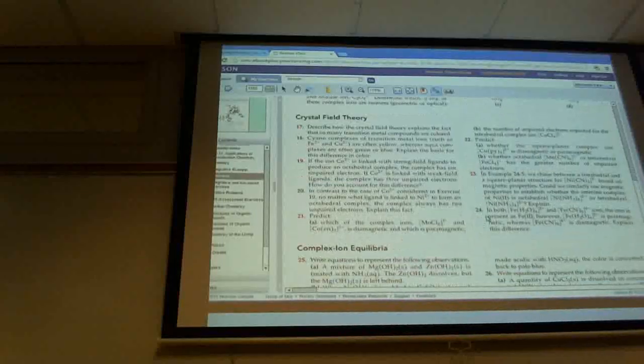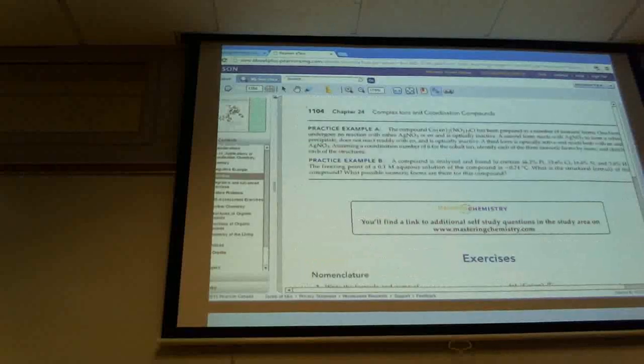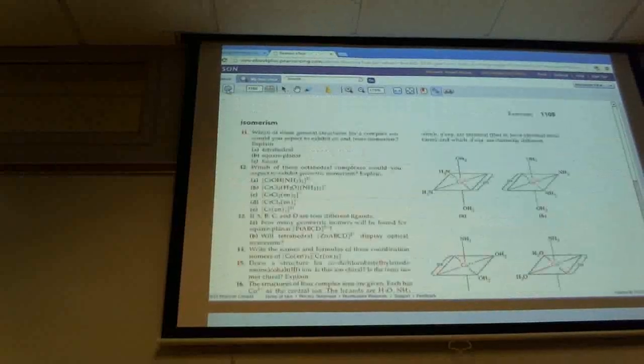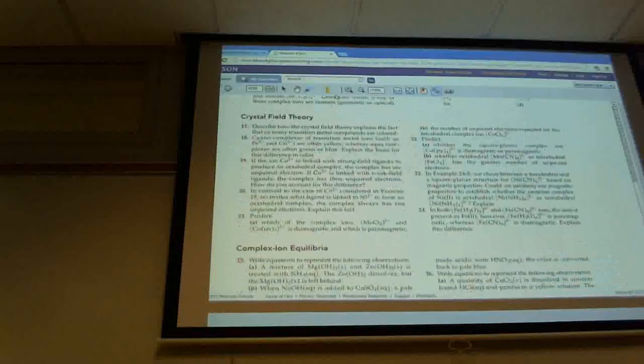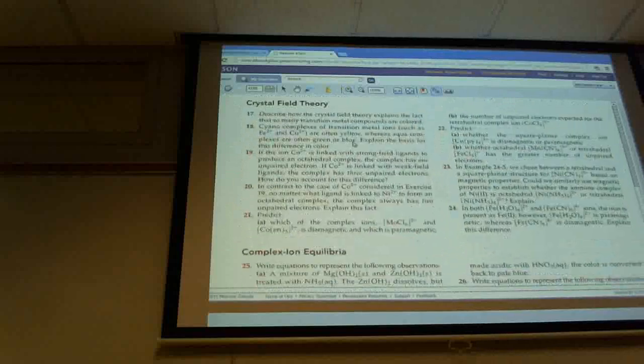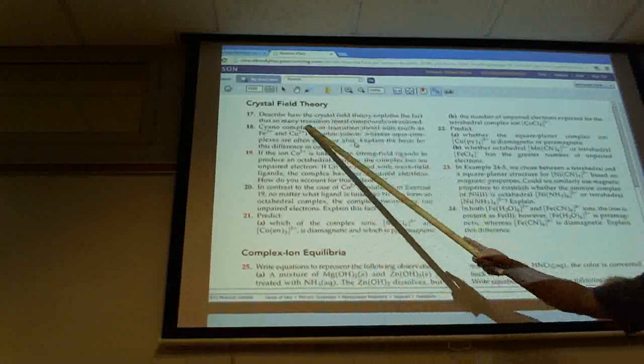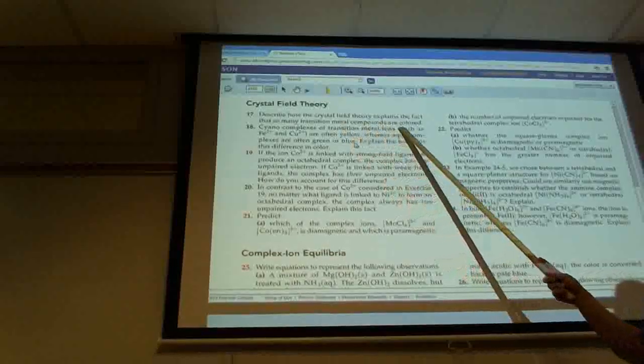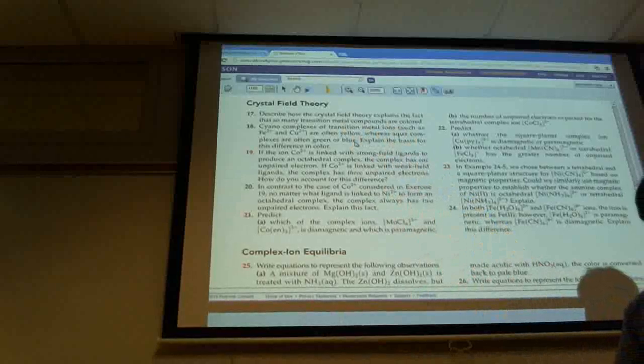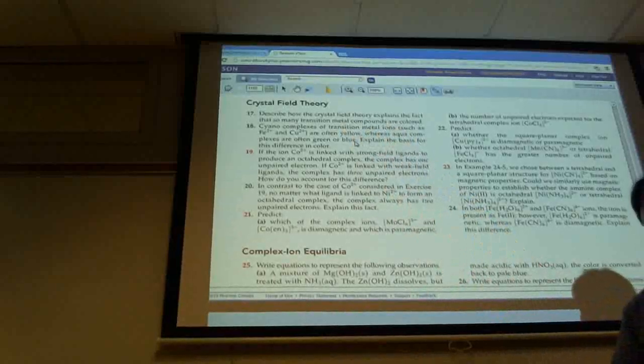All right, let's take a look at some crystal field theory questions here. When you look at these questions, let's see how difficult they are. Describe how the crystal field theory explains the fact that so many transition metal compounds are colored. Does someone want to tackle that one?